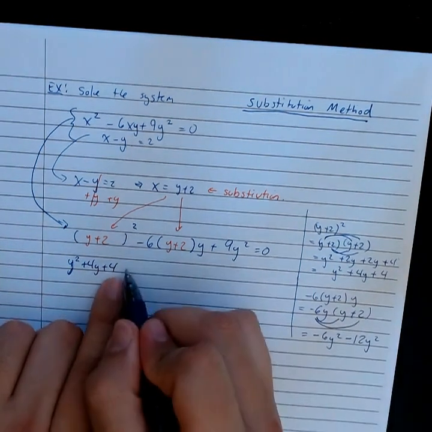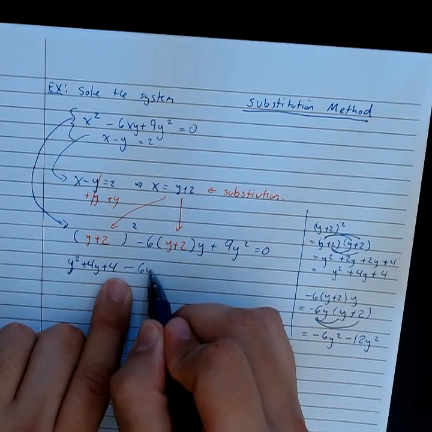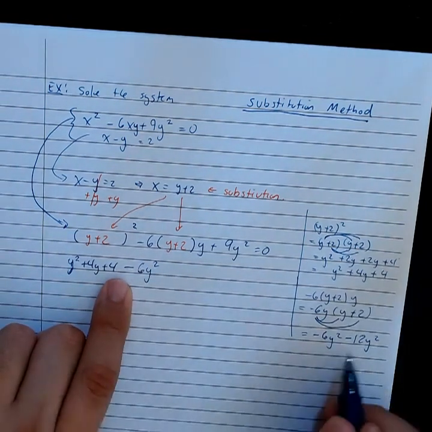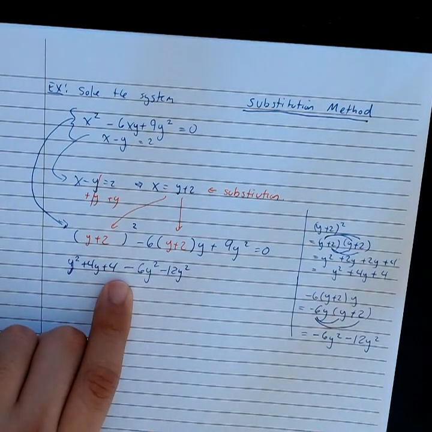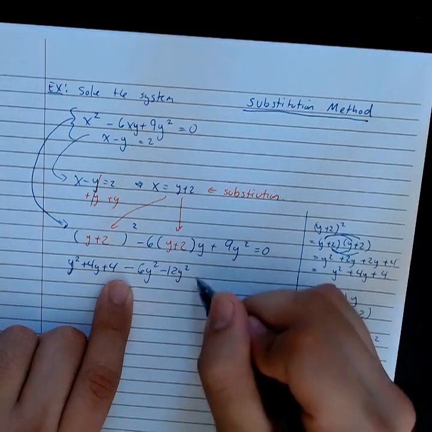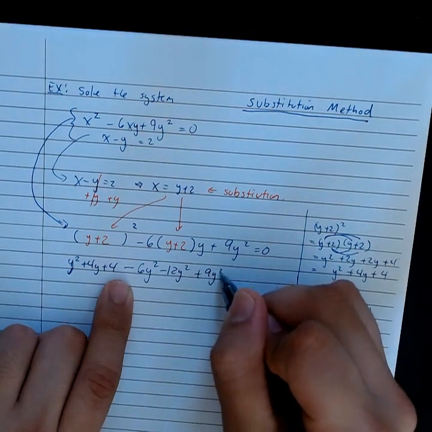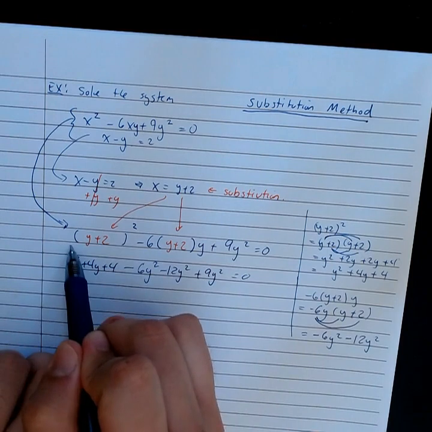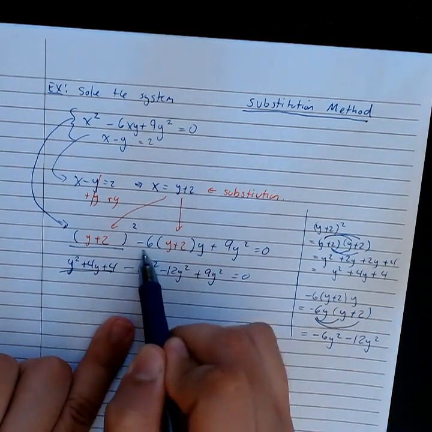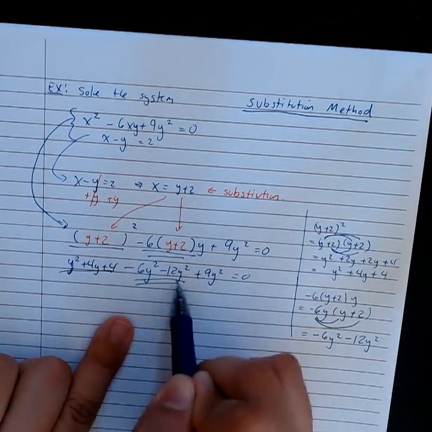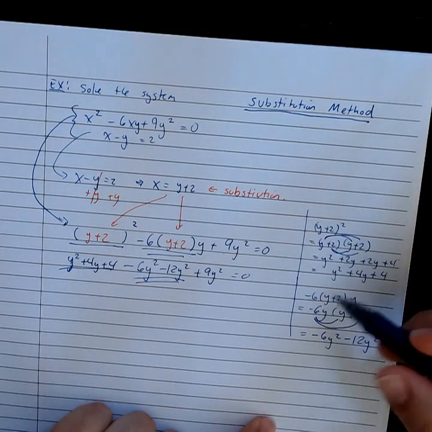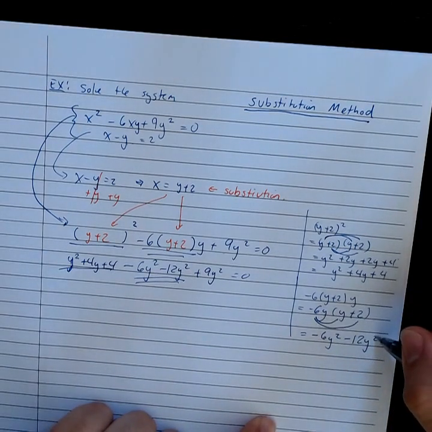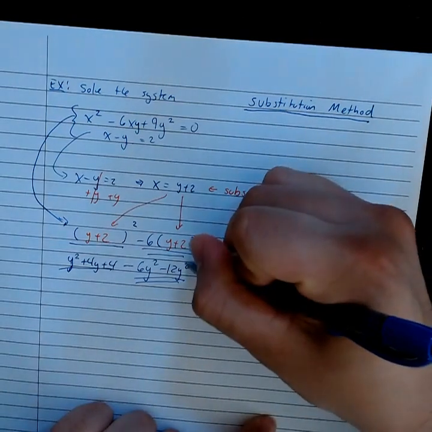So that gives me negative 6y squared minus 12y squared, just like that. And finally, that plus 9y is that plus 9y squared, like that. So this became this, and this stuff became this stuff. You'll notice that you have a few like terms to combine. Oh, my apologies. There should be no square on this one. Negative 6y times 2 is just negative 12y. No square on that one.